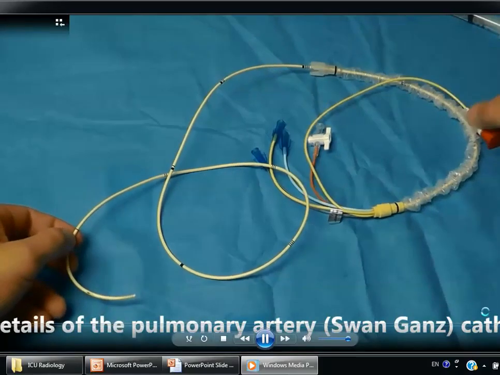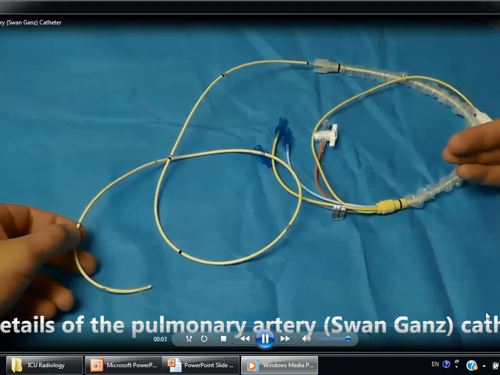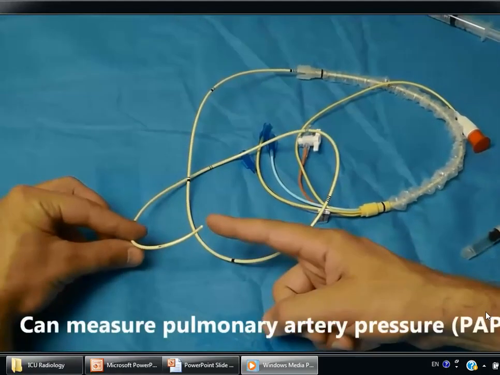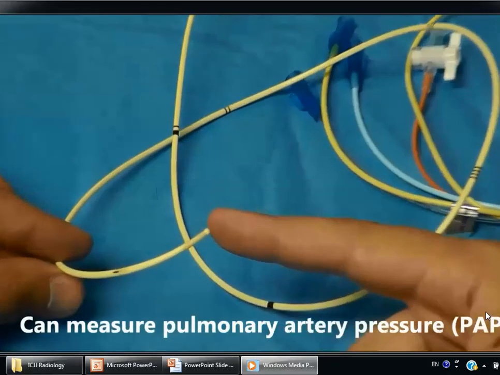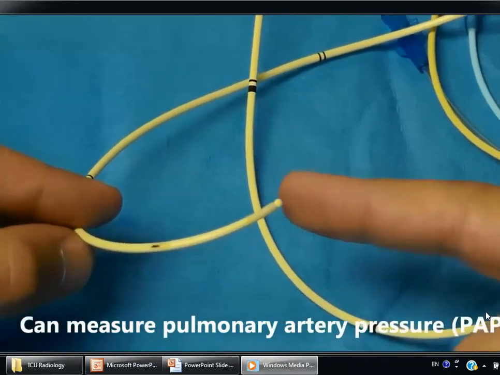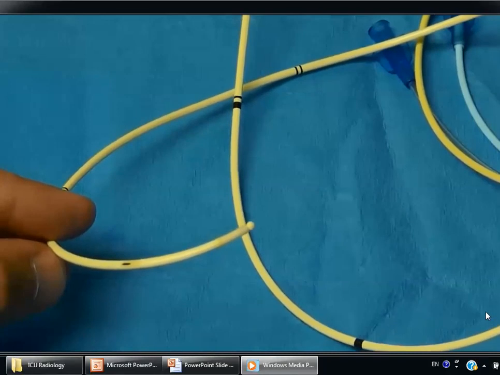Now I'd like to cover the pulmonary artery catheter here a little bit. Basically, the distal tip of this pulmonary artery catheter is designed to sit in the pulmonary artery so it can actually measure pulmonary artery pressure.